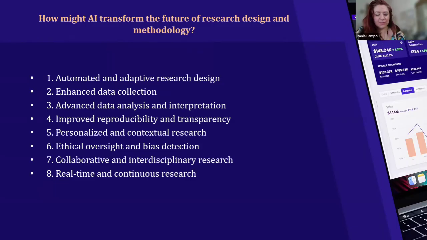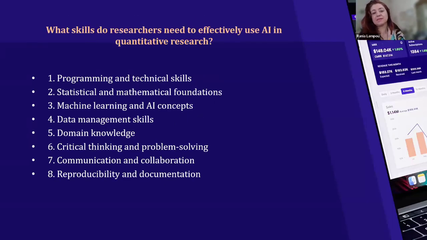AI can transform the future of research design and methodology through adaptive research designs to enhance data collection, through advanced data analysis, to improve reproducibility, through collaborative interdisciplinary research, real-time and continuous research, and the skills that researchers actually need to have in order to effectively use AI in quantitative research. Of course, programming and technical skills, data management skills, machine learning and AI concepts, communication and collaboration skills, reproducibility, documentation, and all these issues.